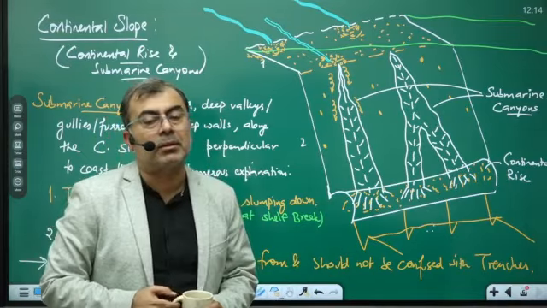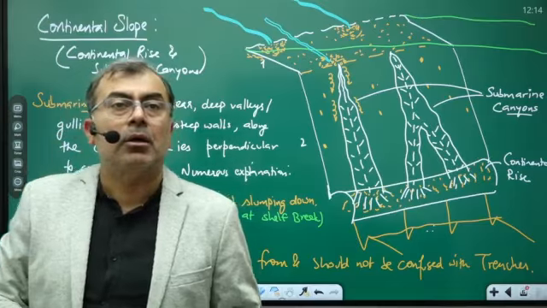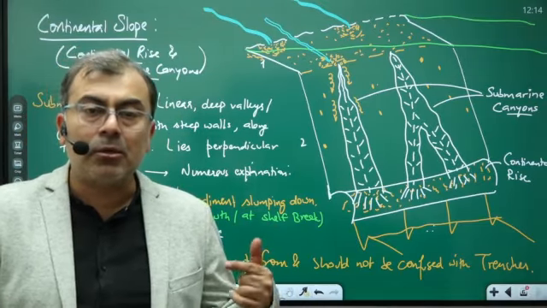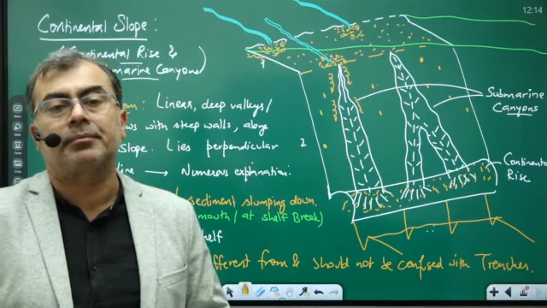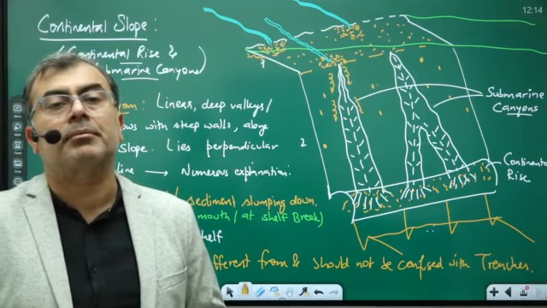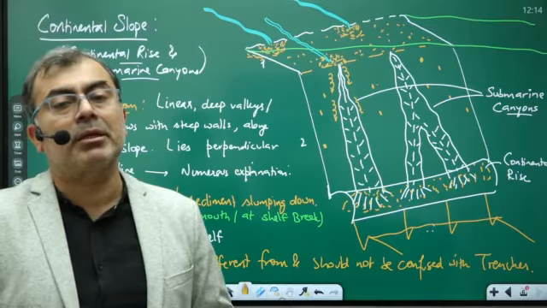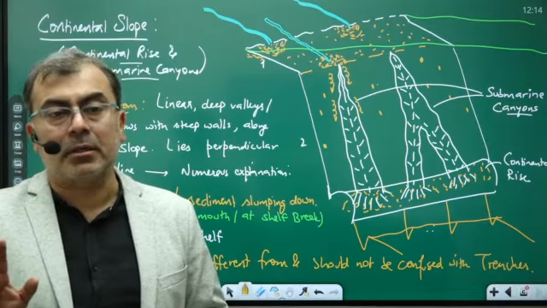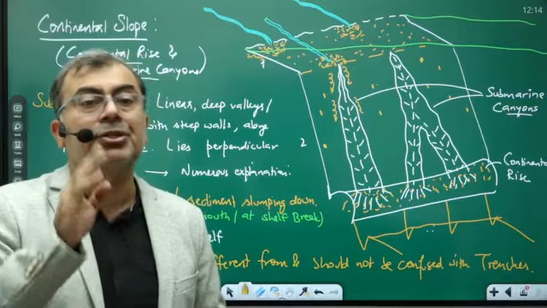True? That's one. Second thing is, can you very clearly see in the diagram that trenches are parallel to the coastline and canyon is perpendicular to the coastline? Can you see that difference also? Big difference. So their locations are different, their direction and orientation are different.